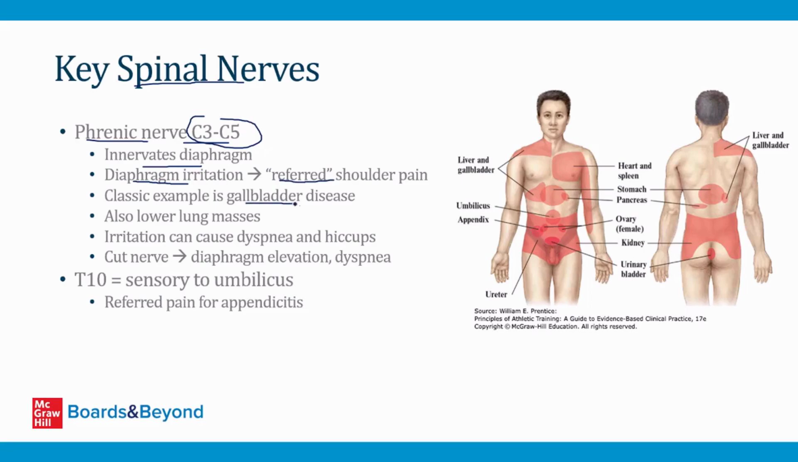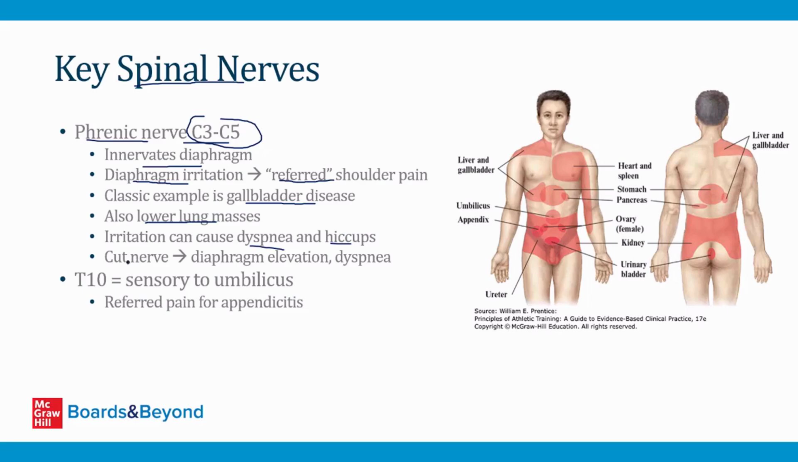Classic example is gallbladder disease. So the gallbladder sits under the diaphragm, and if it becomes inflamed and irritates the diaphragm, sometimes patients will present with referred pain to the shoulder. They don't actually have a problem in their shoulder. The problem is in the gallbladder, but it's irritating the diaphragm and giving the sensation of shoulder pain. This can also happen with lower lung masses. They can irritate the diaphragm and cause referred pain to the shoulder. Anytime the phrenic nerve is irritated, this can cause dyspnea and hiccups. Basically, the hiccups are spasms of the diaphragm, and dyspnea can come from problems contracting the diaphragm to breathe normally.